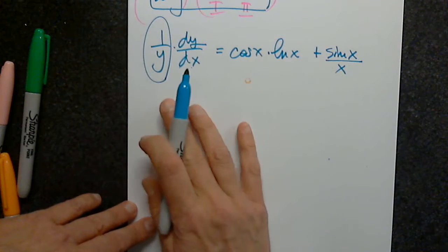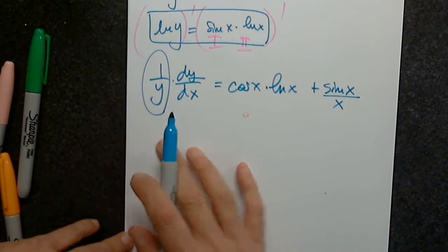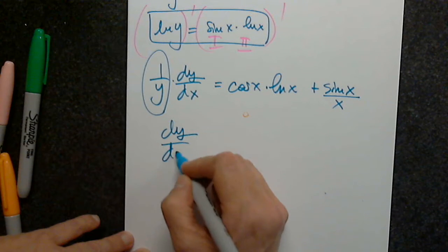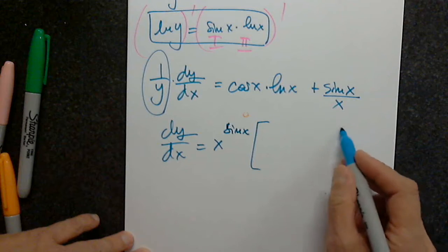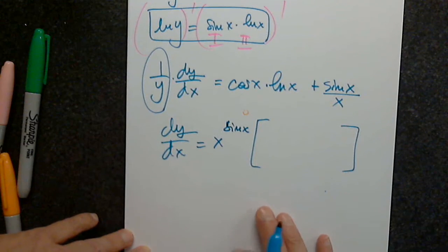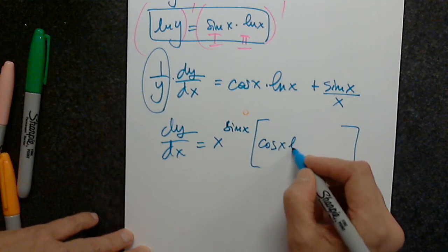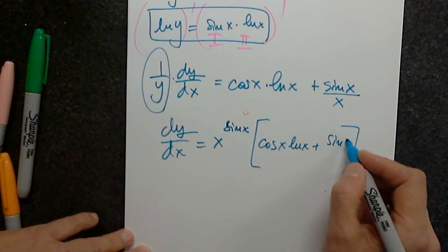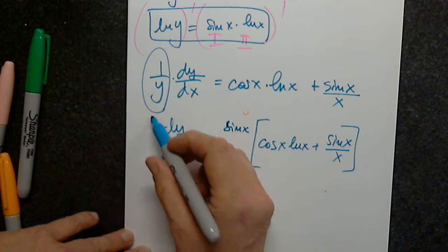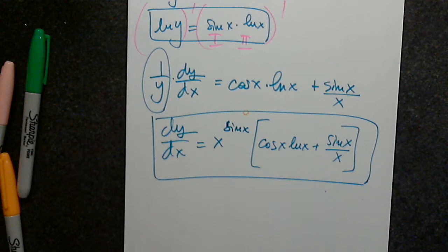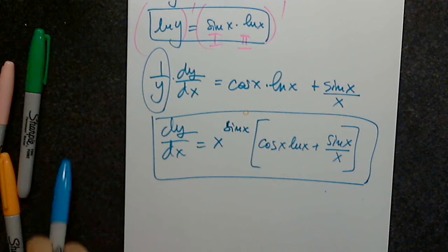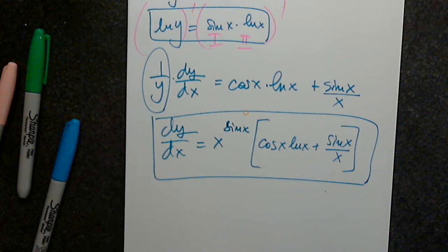I have to multiply by y, both sides. So then dy over dx equals x raised to sine x, and everything else, leave it alone in brackets. So this is cosine x natural log x plus sine x divided by x. And this is it. You don't have to do anything else. Just please remember, a function raised to a function has no formula. Our only way is to apply log and differentiate implicitly.